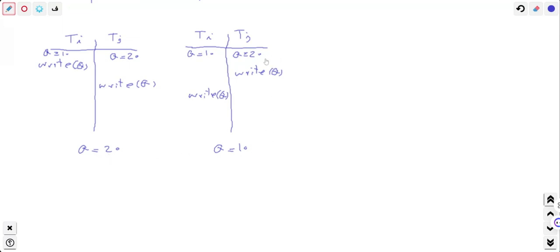In the right side, first the value 20 is written on Q, and then the value 10 is written on Q. So the final value of Q is 10. So as you see, the results are not the same in the left side and in the right side. So the order of execution of write operations is important.